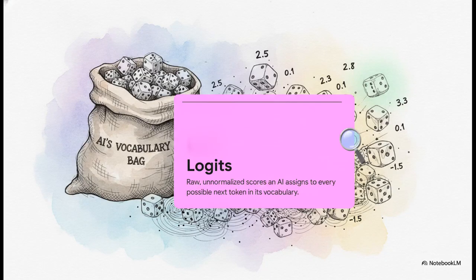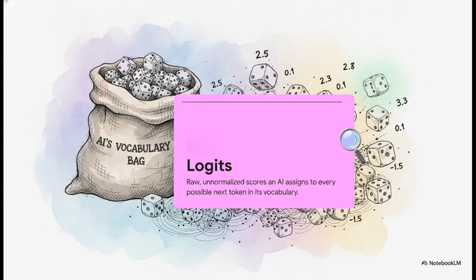Let's look really closely at step 2, the logits. Imagine the AI has a massive bag containing hundreds of thousands of heavily weighted dice, literally one for every single word or syllable in the English language. When it needs to pick the next word, it assigns a raw score, which is called a logit, to every single die based on billions of pages of training data.